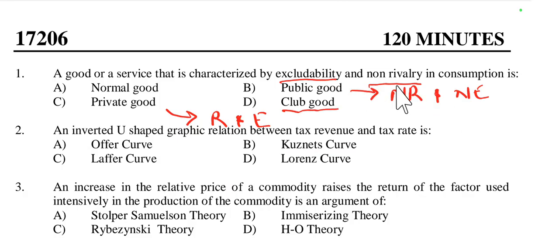Non-rival means non-rival in consumption, meaning one person's use of the good doesn't reduce its availability for others. So we can take examples including subscription based services like streaming platforms or private parks. In private parks there is excludability but non-rival, so this is called a club good. So in club good we find excludability with non-rival. So option D is right here, option D.